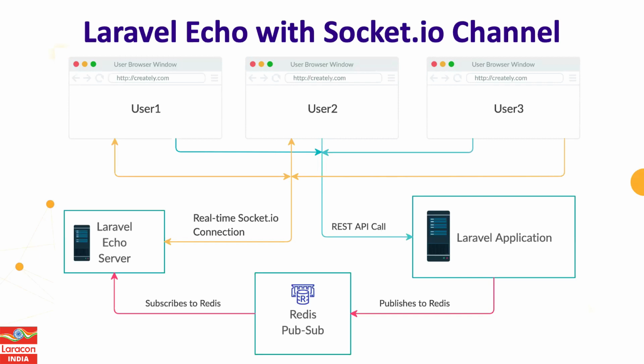So here, what we are doing is the Laravel application will publish a message to Redis, and our Echo server will be subscribed to Redis. Whatever the Laravel application tells Redis, Redis will tell to the Echo server. This Echo server is actually a Node.js server, right? It will then send updates to all of our users.